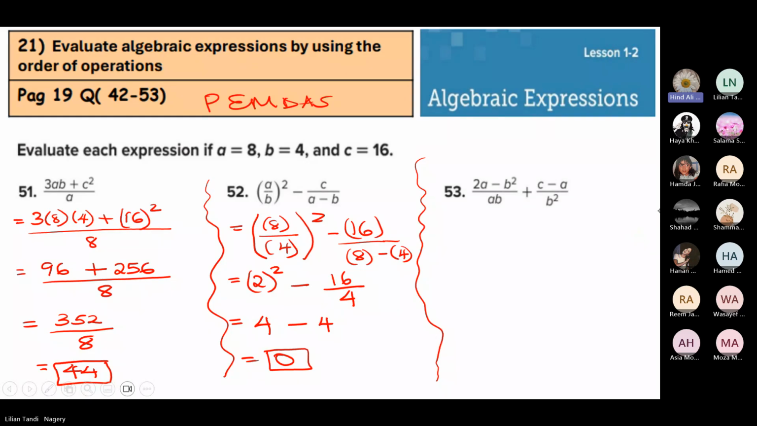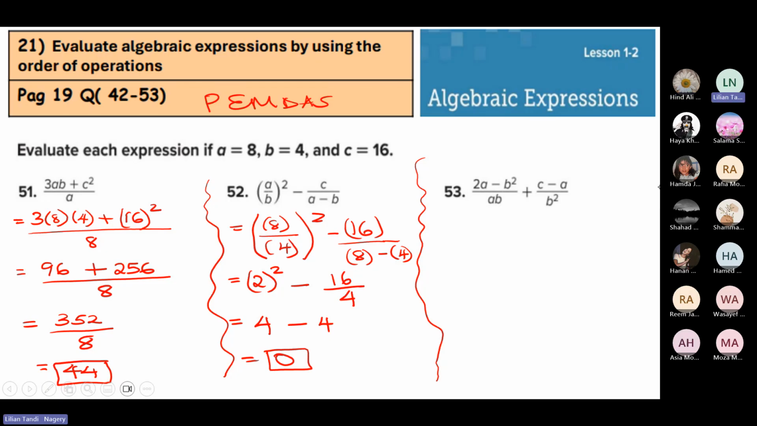Miss, in the exam we have to do the big parentheses in A over B. Yes. You have to do it the way the su'al gave it to you. Okay? Who is doing 53?